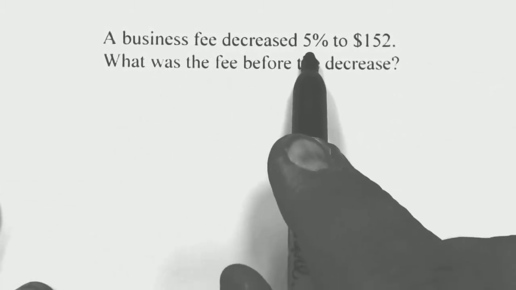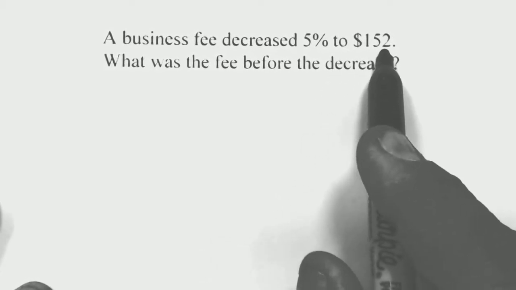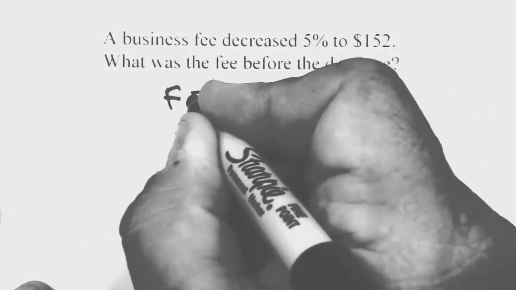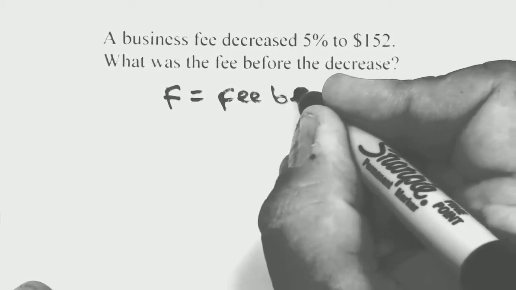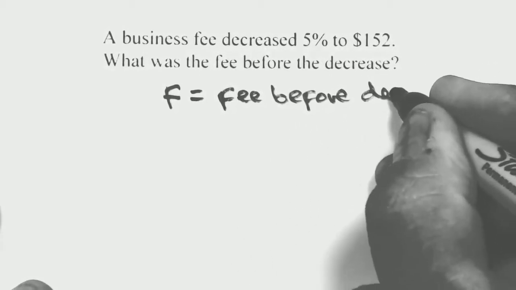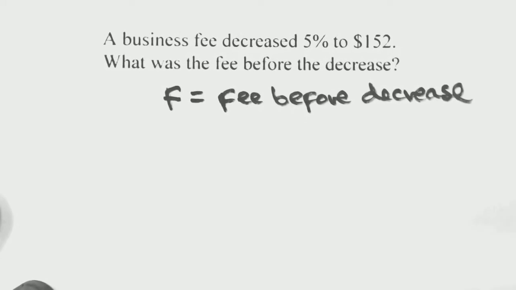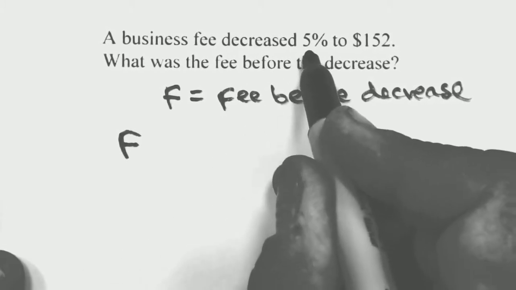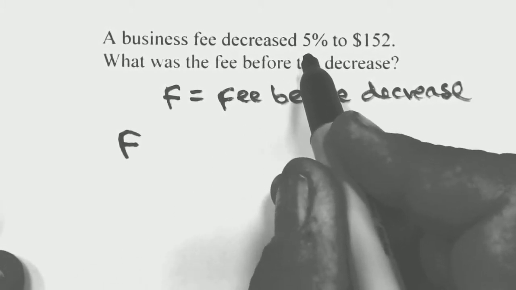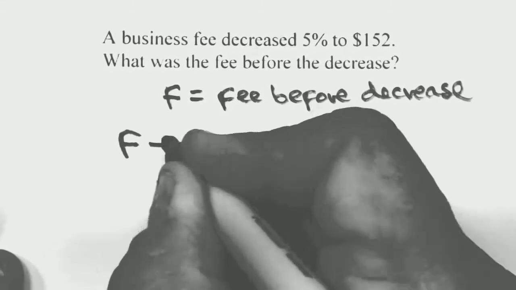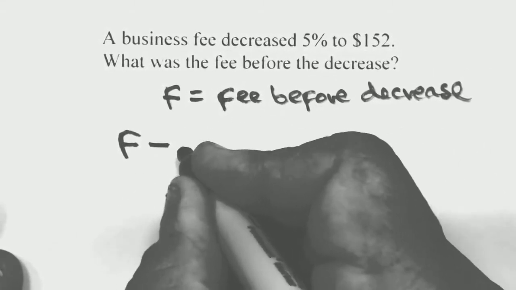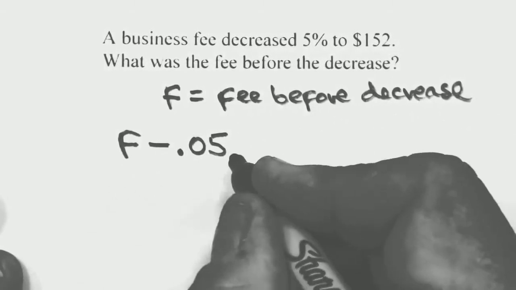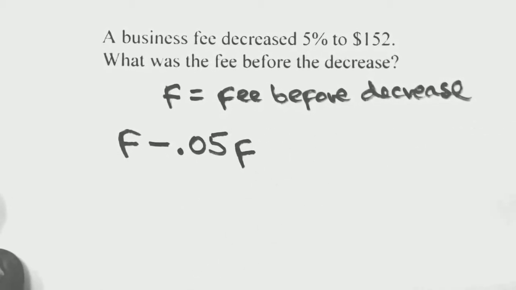A business fee decreased 5% to $152. What was the fee before the decrease? Well, we could say F equals the fee before the decrease. Okay, well, what's going to happen is there was the original fee, but now it's decreased 5%. Well, this is exactly like a sale. Okay, we're reducing the price by the 5%, which of course remember now is 0.05. Make sure you get that correct. And of course 0.05 times what the original fee was.